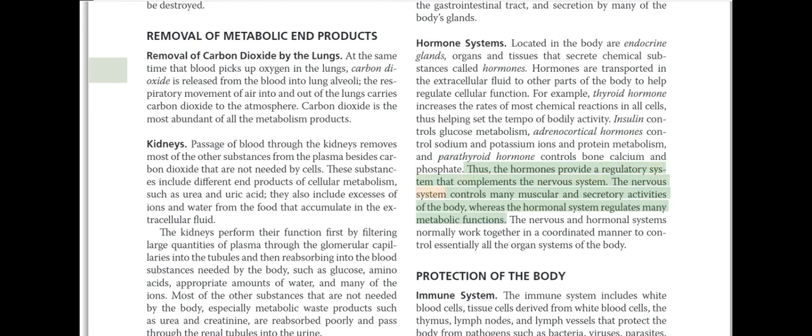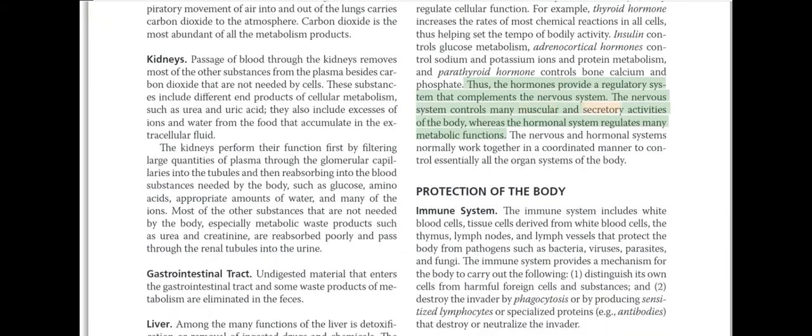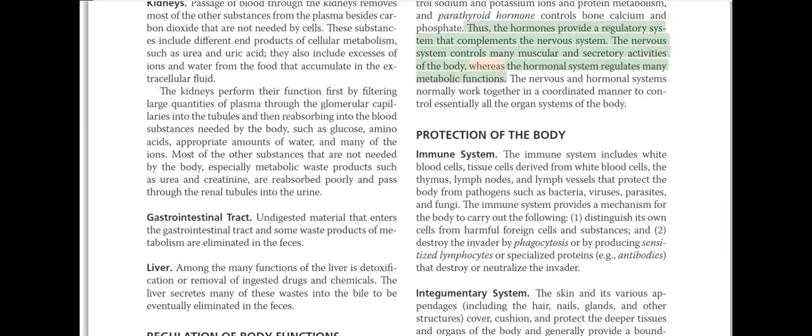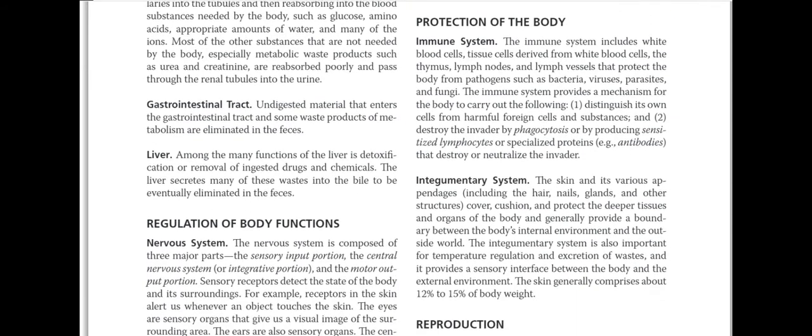The nervous system controls many muscular and secretory activities of the body, whereas the hormonal system regulates many metabolic functions. The nervous and hormonal systems normally work together in a coordinated manner to control essentially all the organ systems of the body. Protection of the body.